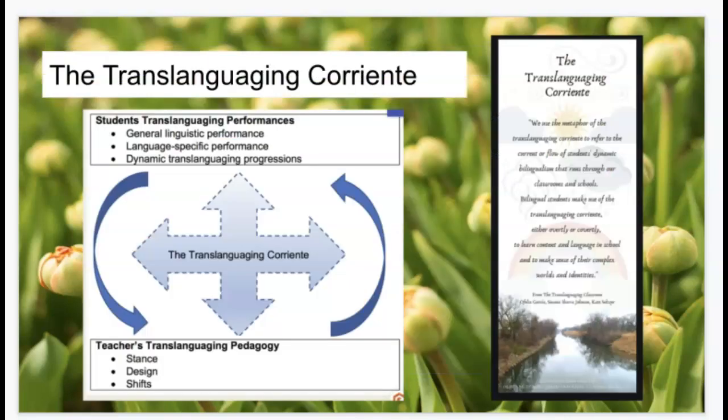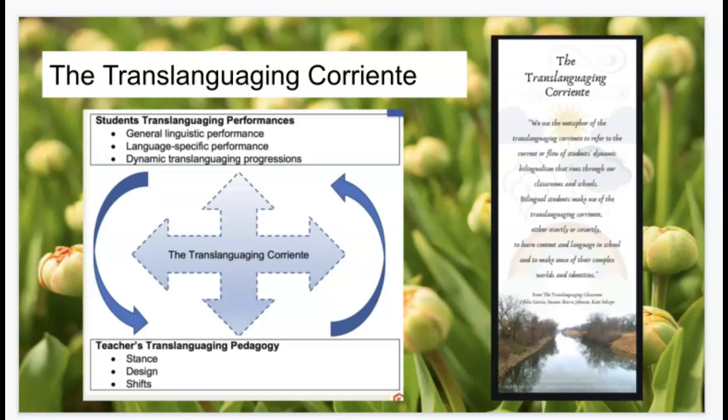So now we're going to get into a little bit of translanguaging pedagogy, and we're going to talk about the translanguaging corriente. Corriente means river flowing. And when we look at translanguaging, we want to think of students using their linguistic repertoire and using a very dynamic range of different linguistic types of uses that embrace their whole being, right?